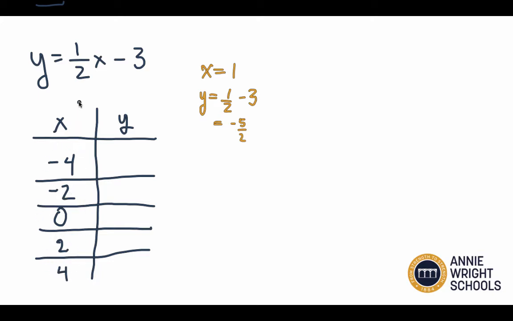I want you to work on getting about 5 x values. 0 I think you should always try, but then 2 negative values, 2 positive values in addition to 0. Plug in each value of x into this equation and solve for y. So let me cross this out.